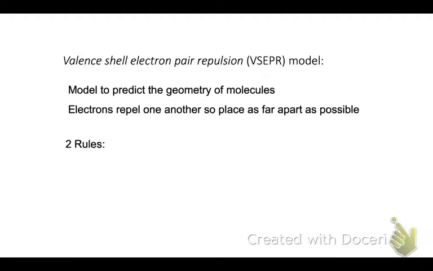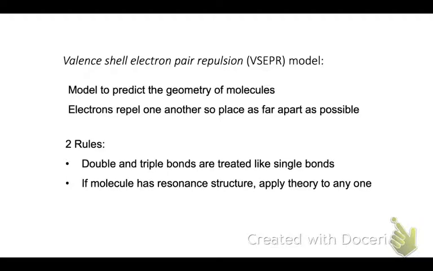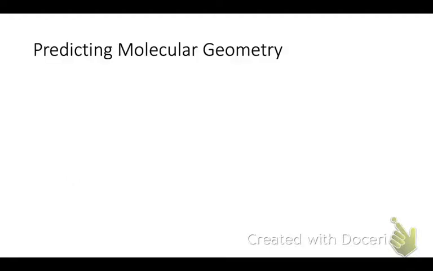There are two rules that we're going to be looking at. Double and triple bonds are treated like a single bond because these are electrons that are going in one direction, which is the direction towards the other atom we are bonding to. So it doesn't matter if we are having 2 electrons, 4 or 6, because these electrons are in one location, right? They are going to the atom that the central atom is trying to bond to. If a molecule has a resonance structure, you only have to apply the theory to any one of these resonance forms, and that will be the shape of the molecule.